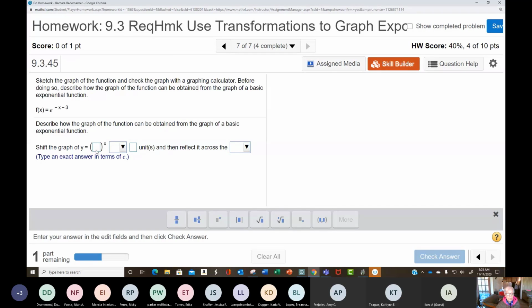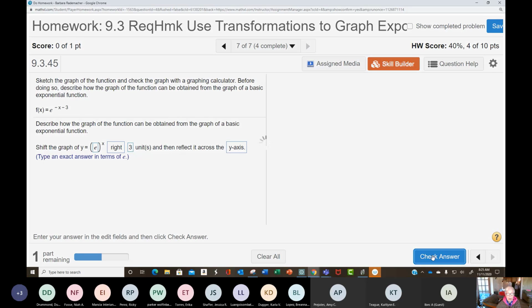Shift the graph of y equals e to the x. I have an e on my keyboard. Now, sometimes it's a problem trying to figure out what they're asking. So, units, and then, all right, let's look at our choices. Down, I'm not going down. Left, right, okay, I'm gonna go right. 3 units. And then reflect it across the y-axis. Let's see. Woo!